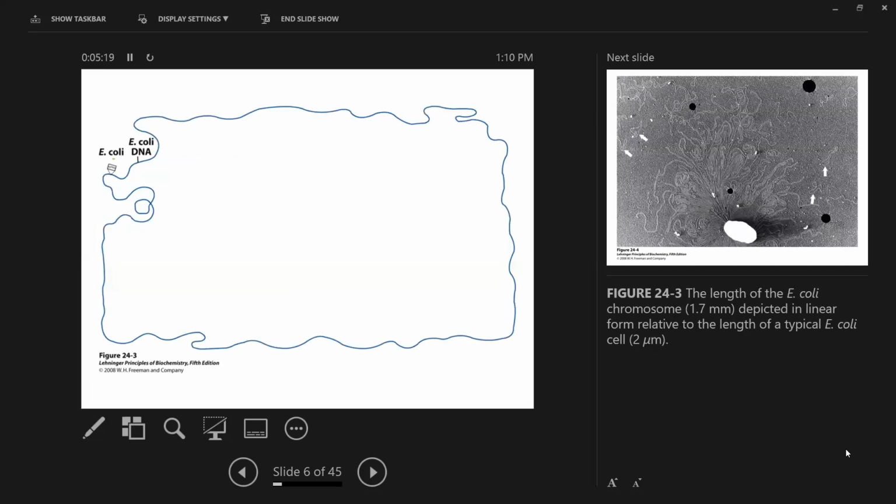So here we have an example of an E. coli molecule. That's the whole molecule. That little piece right there would represent the size of one of those viruses. Yeah. So the E. coli molecule is 4.2 million bases.